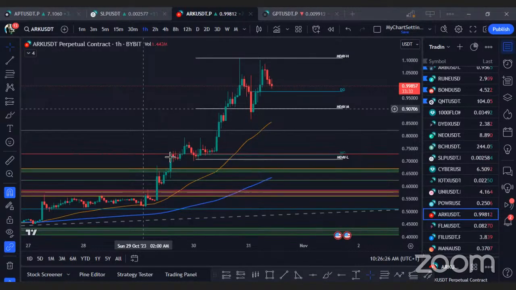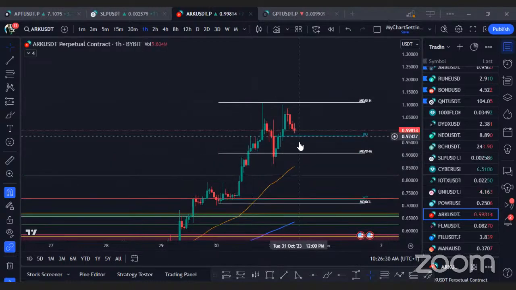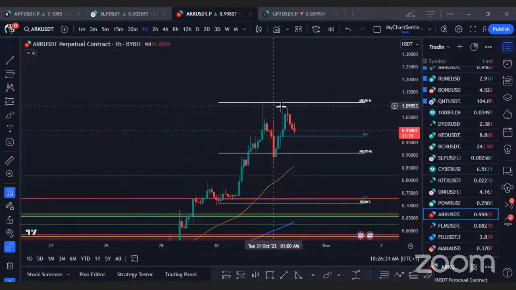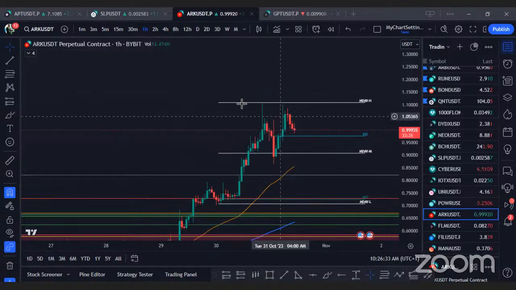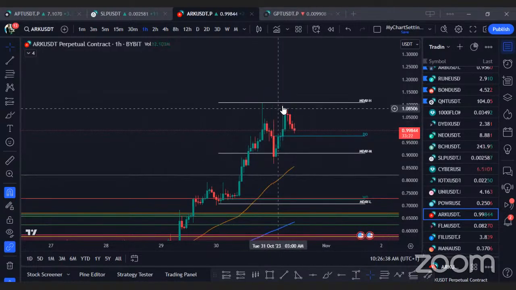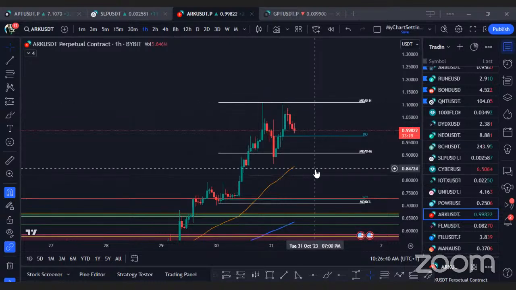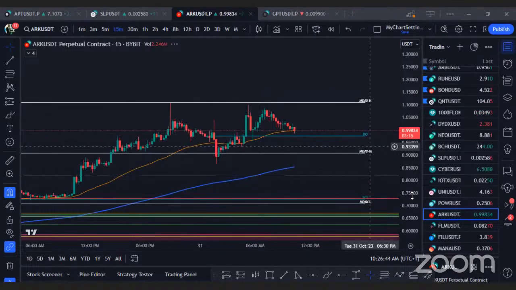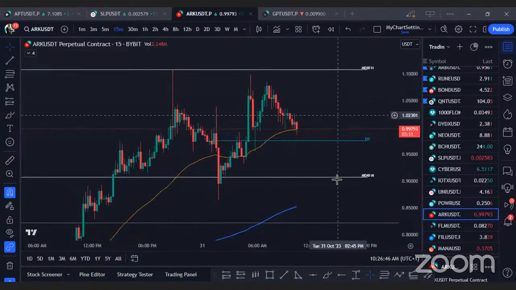I mean, who is following up with this ARK? Look at that massive rejection, guys. Look at that massive rejection from this Monday's high. We moved up to that high and then that $1.1 level, and then immediately we rejected. So that would have been a good trade if you have been following up with this. Okay, that would have been a good trade.